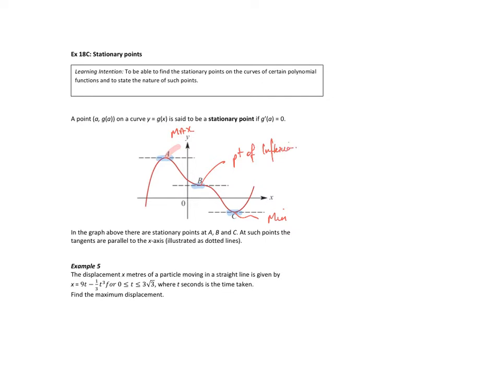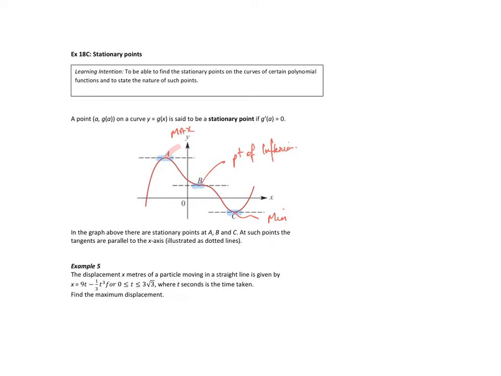All right. So let's think about what that derivative offers in the context of problems. So the displacement, how far a particle has travelled, is given by x equals 9t minus a third t cubed between 0 and 3 root 3. Find the maximum displacement.